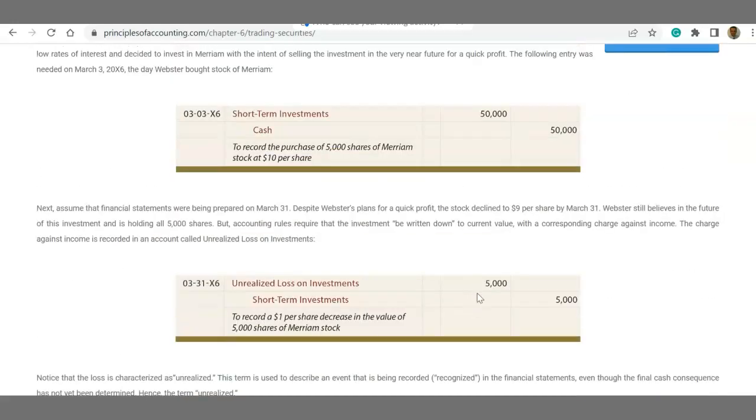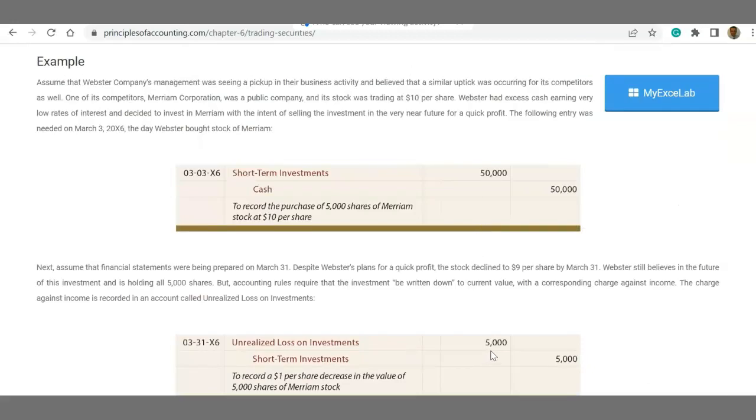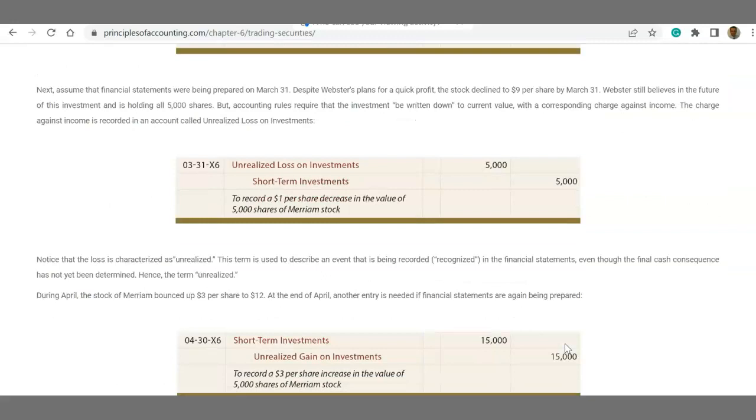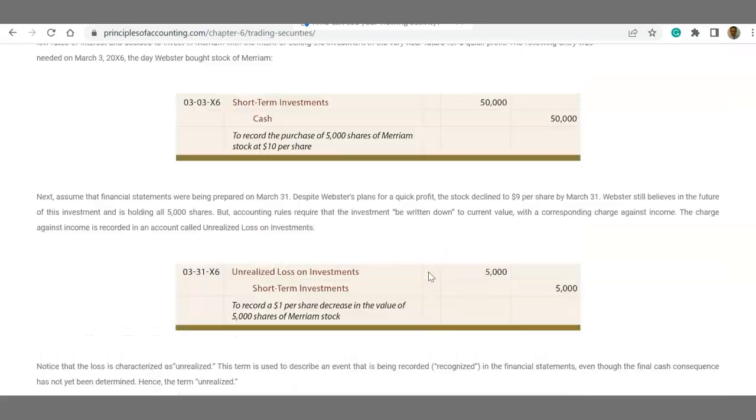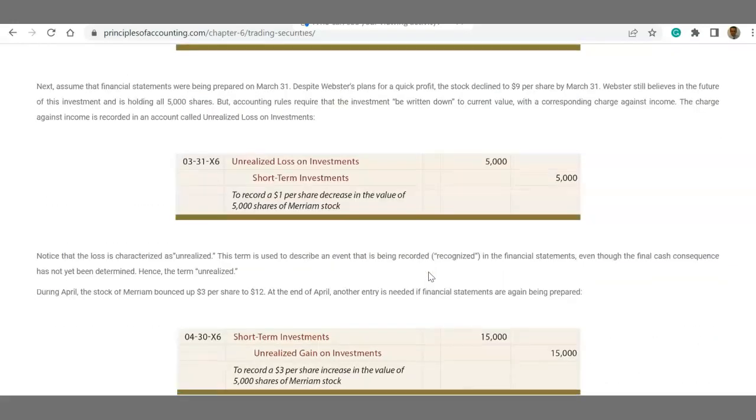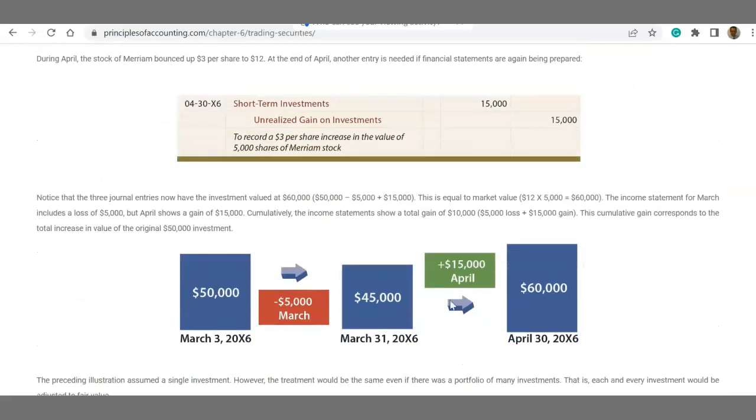So this time your short-term investment went up. So your total short-term investment here was 50 minus 5 plus 15. So your short-term investment right now in the balance sheet shows $60,000. So 50,000 minus 5 in March to become 45, and then plus 15 in April to become $60,000 in the balance sheet.